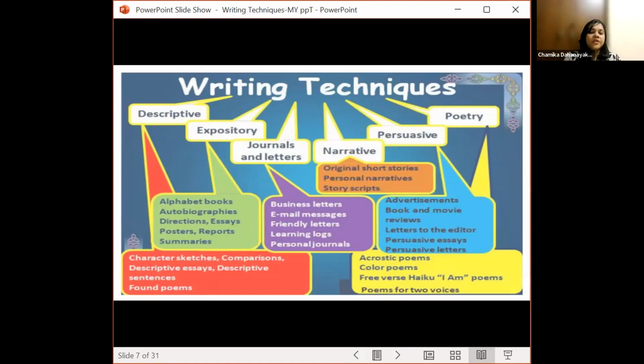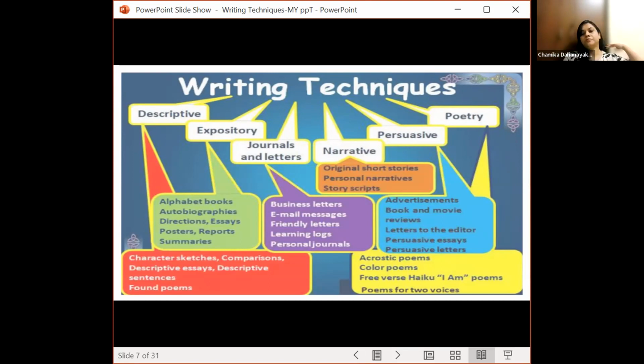And then the next thing we talked about is what is good writing. And as I said, good writing is not just about filling a page with letters, numbers, and sentences. It's more than that. Thirdly, we are looking at the writing techniques.